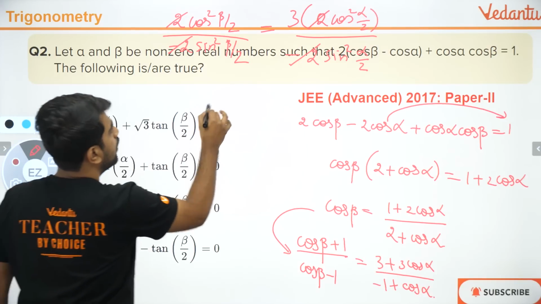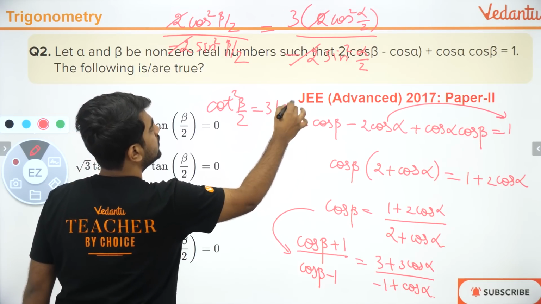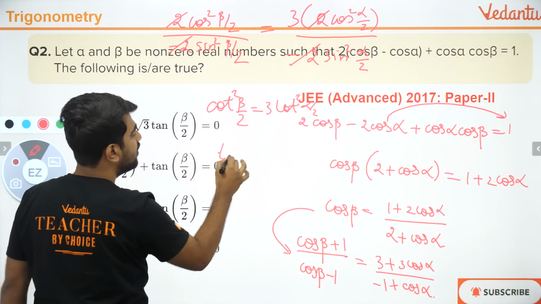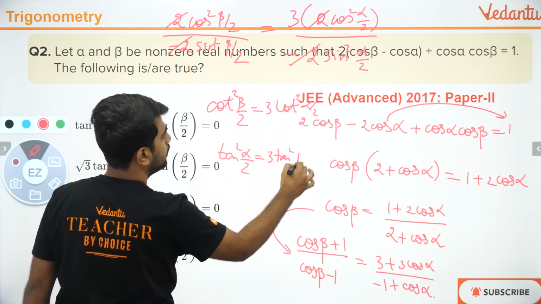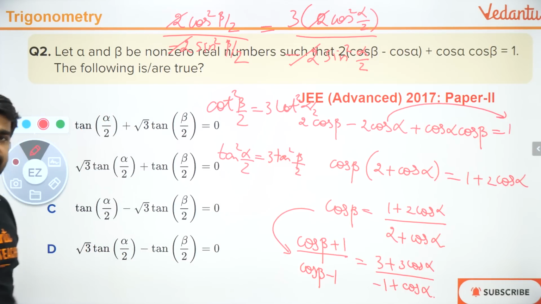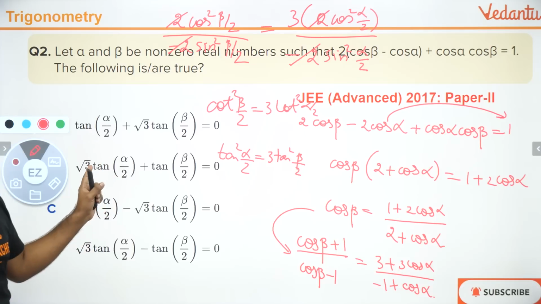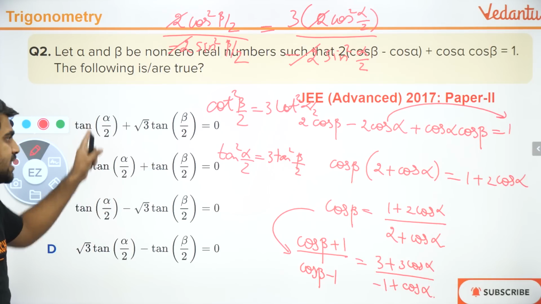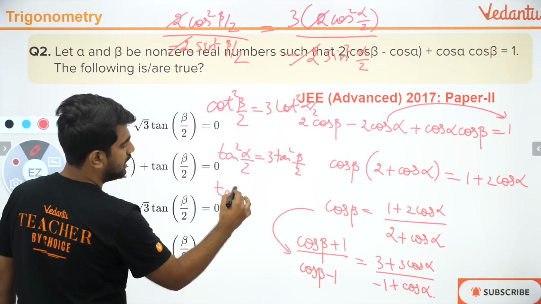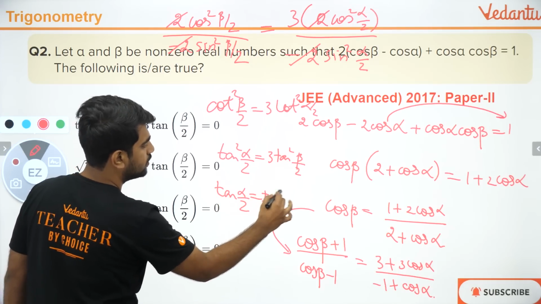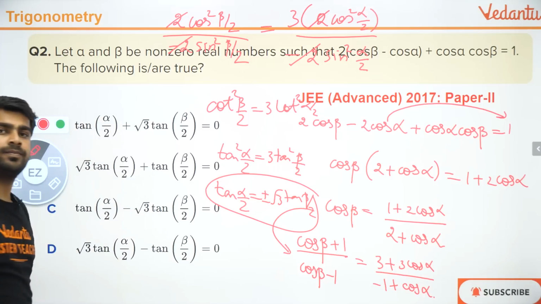I am left with cot square beta by 2 is equal to 3 times cot square alpha by 2. So I'll have tan square alpha by 2 is equal to 3 tan square beta by 2. Don't you guys agree with me on that? Because I reversed it. I changed it from cot to tan, because my answers are all in tan. So what do we have here? We'll have tan alpha by 2 is equal to plus or minus root 3 tan beta by 2. That's it. Our answer is done.